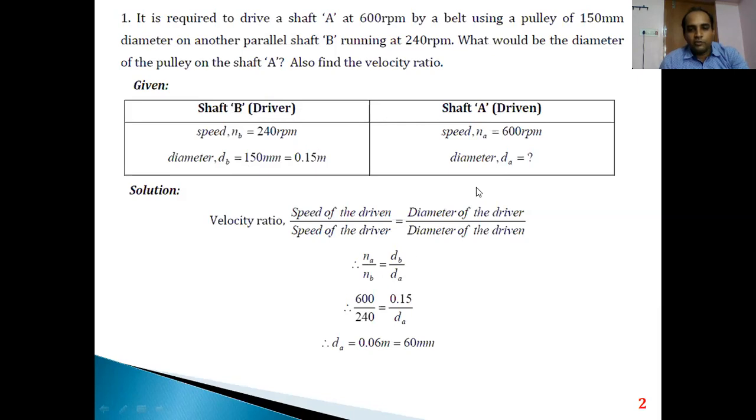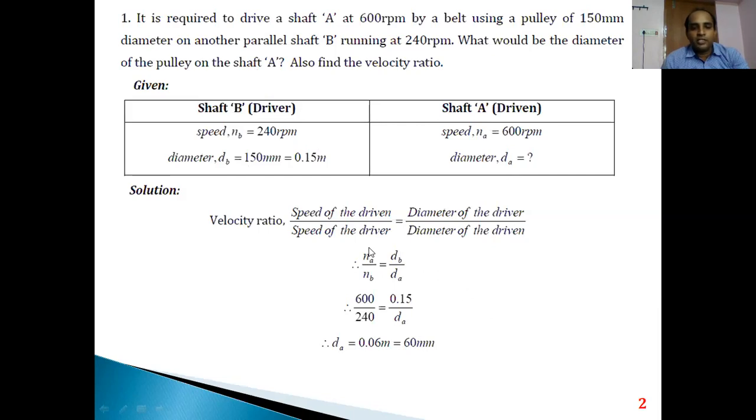This is the driven. You need to find the value of dA. So what is the value of dA you get? It is 0.06 meter or it is 60 mm. One part of your question is over. Another part left is regarding velocity ratio.